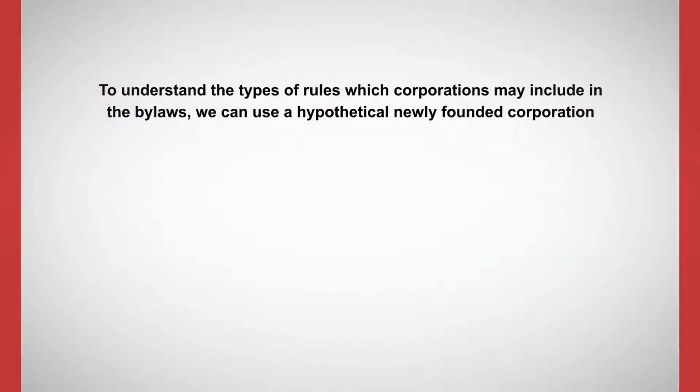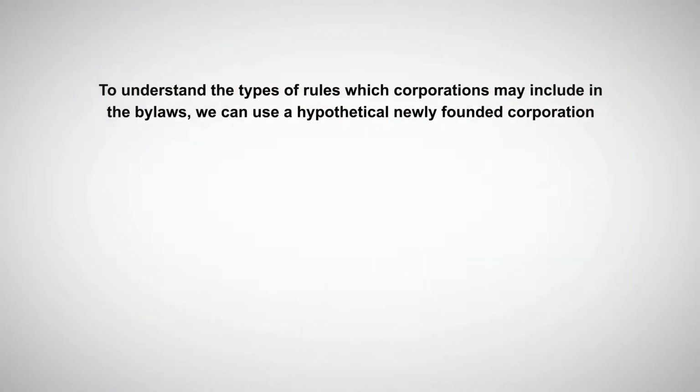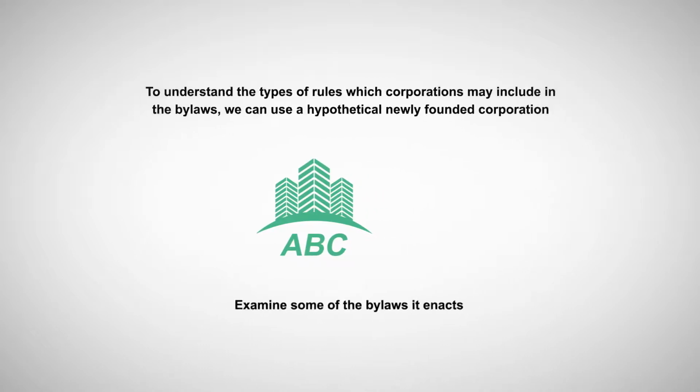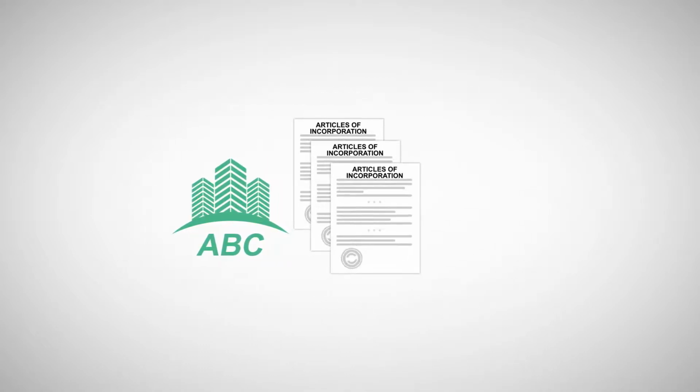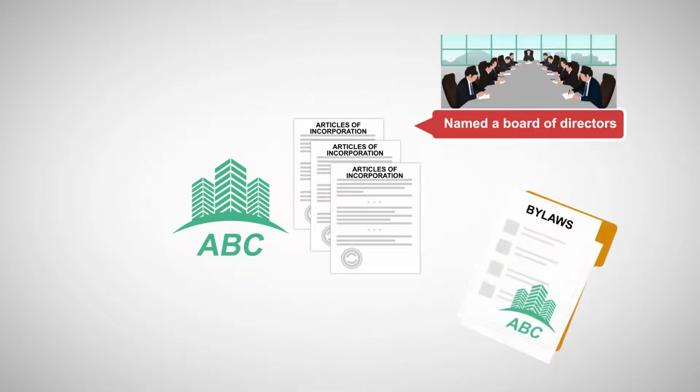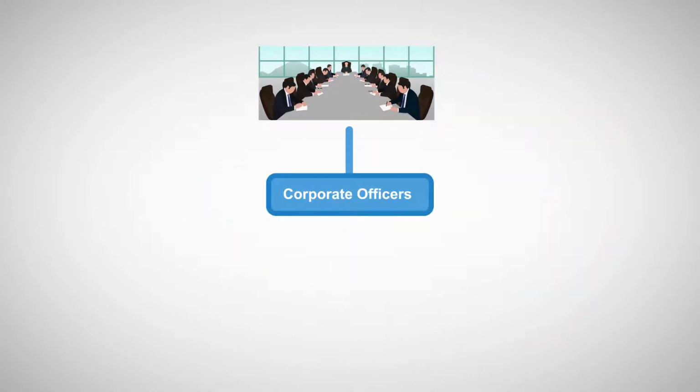To understand the types of rules which corporations may include in the bylaws, we can use a hypothetical newly founded corporation, ABC Corp., and examine some of the bylaws it enacts. ABC has filed Articles of Incorporation, which named a board of directors, and these directors meet at the corporation's first organizational meeting to draw up ABC's bylaws. One area they will cover in the bylaws is the appointment of corporate officers.